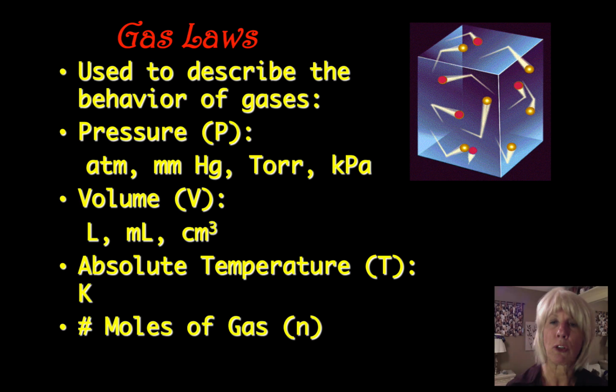Now we're going to look at the relationships between these measurements before we look at the specific laws. Remember, pressure can be in atmospheres, millimeters of mercury, torr, or kilopascals. Volume can be in liters, milliliters, or cubic centimeters, but temperature always has to be in Kelvin.